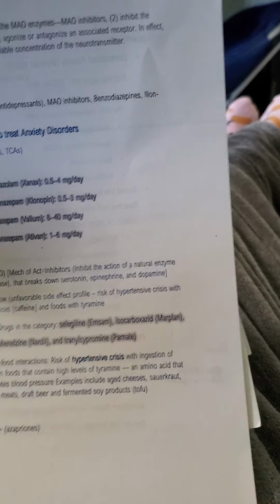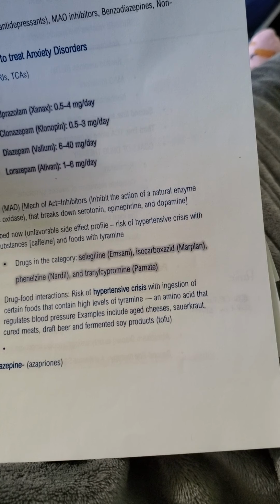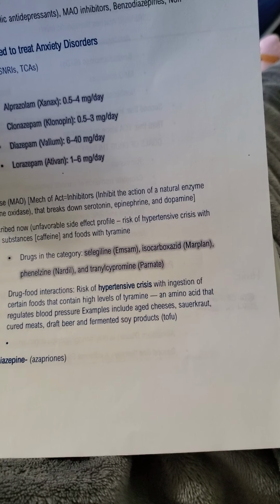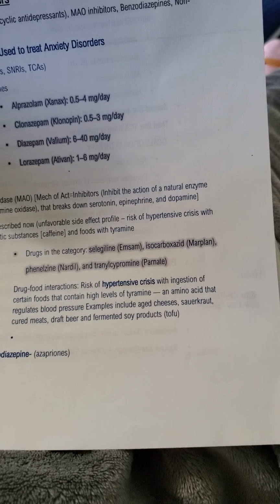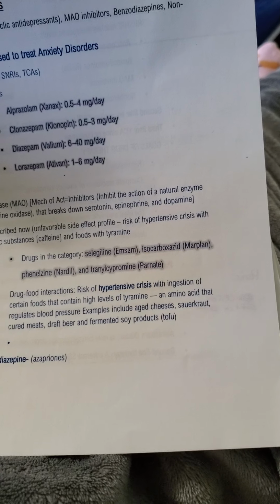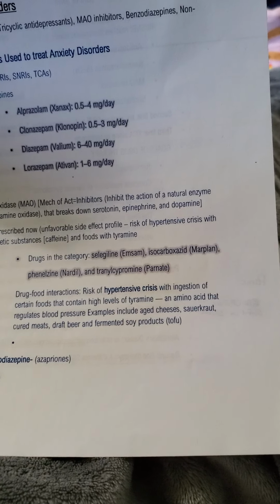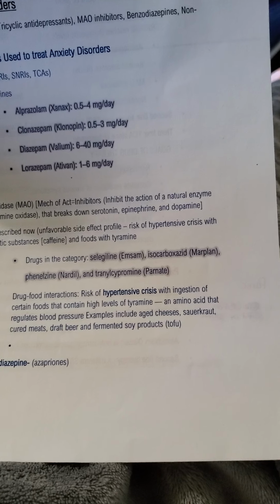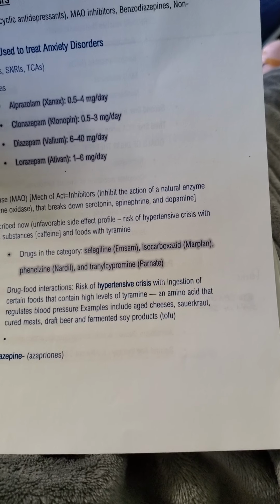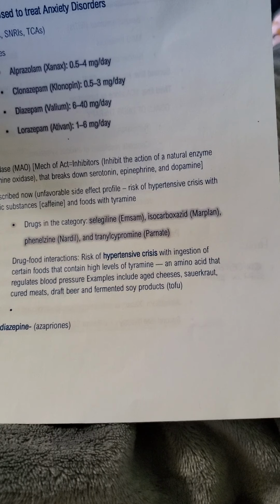Drug and food interactions. Risk of hypertensive crisis is increased with ingestion of foods containing higher levels of tyramine, an amino acid that regulates blood pressure. Examples include aged cheese, sauerkraut, cured meats, draft beer, and fermented soy products like tofu. The non-benzodiazepines: azapirone and buspirone.